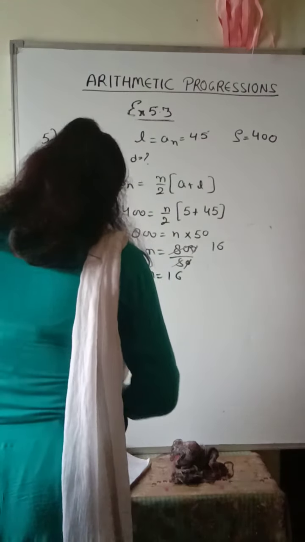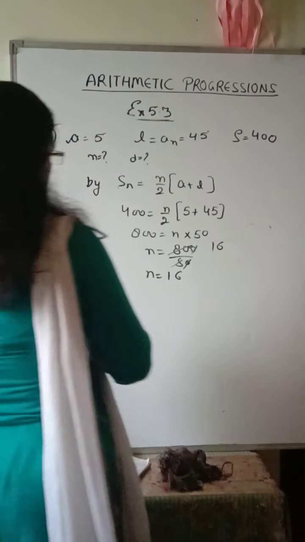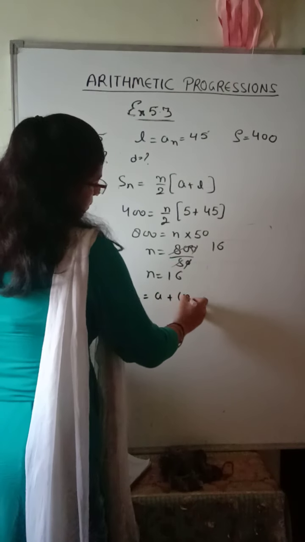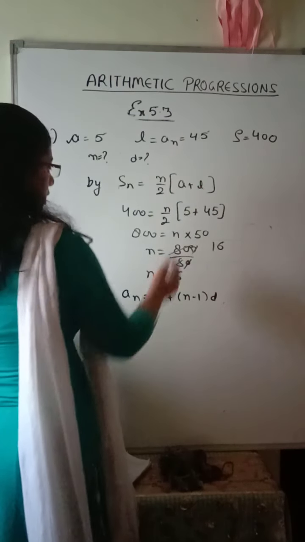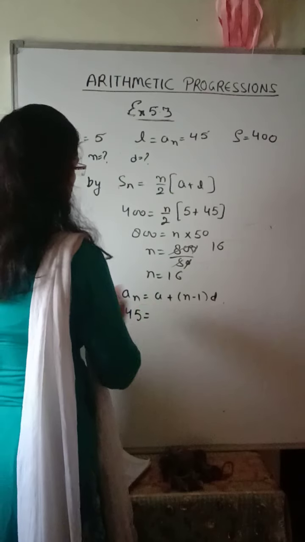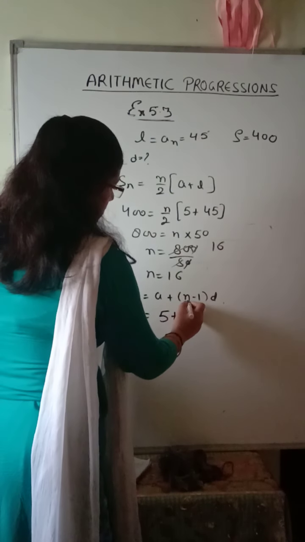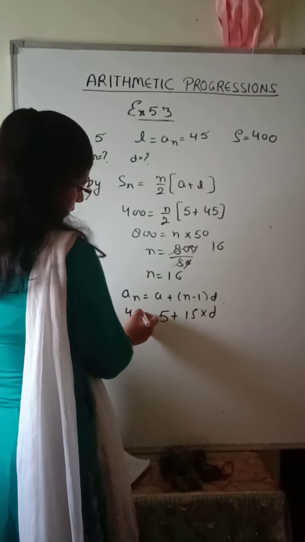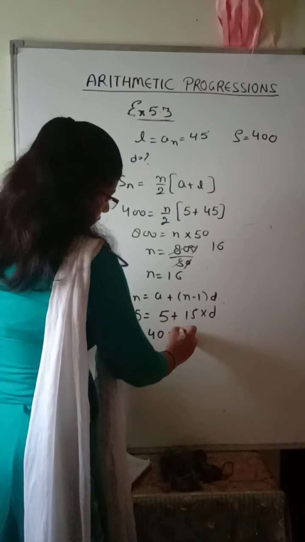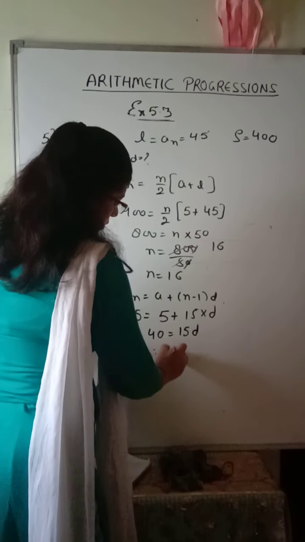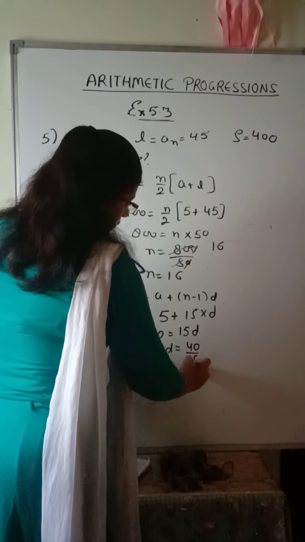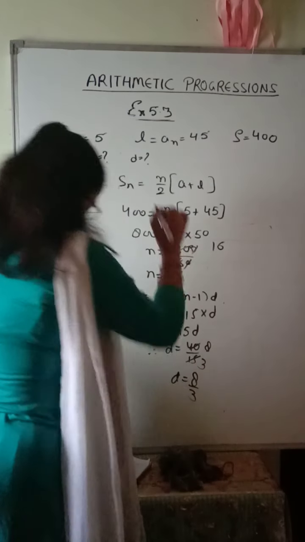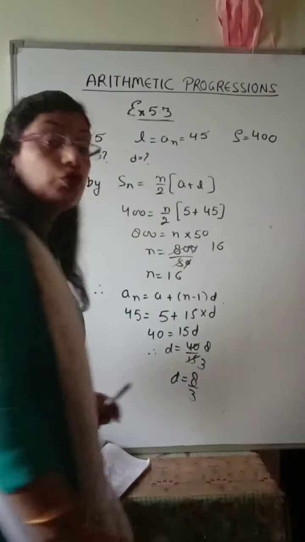Okay. So now what do we want? D. So which formula will we use? The nth term one. nth term equals A plus n minus 1 into D. What is the nth term? 45 equals A is 5 plus n, which is 16, minus 1, 15, into D, we will find. Here 45 minus 5, 40 equals 15D. So therefore D equals 40 upon 15. 5 3s are 15, 5 8s are 40. So D equals 8 upon 3. Okay, so we got both the values.